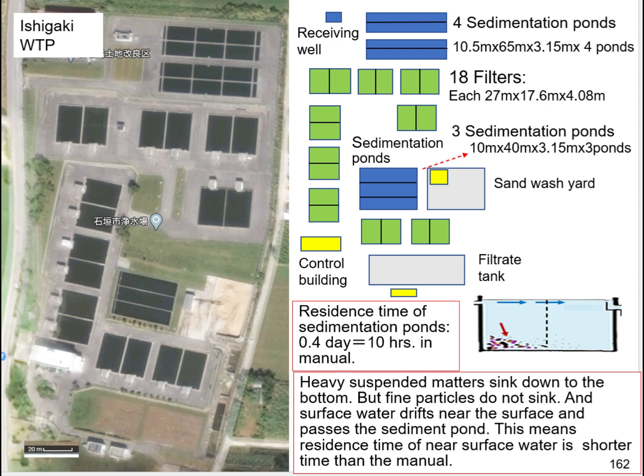Residence time of sedimentation ponds is 0.4 day, 10 hours, in the manual. Heavy suspended matter sinks down to the bottom, but fine particles do not sink. Surface water drifts near the surface and passes through the sediment pond. This means the residence time of near-surface water is shorter than in the manual.